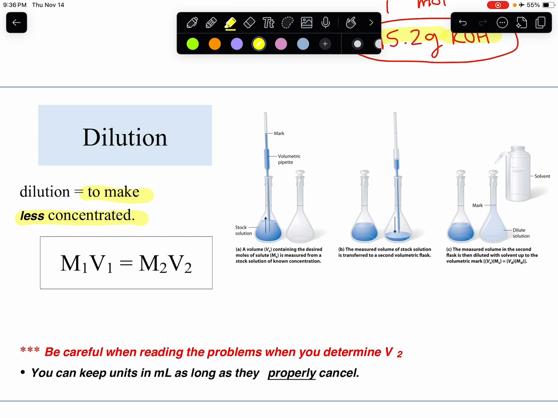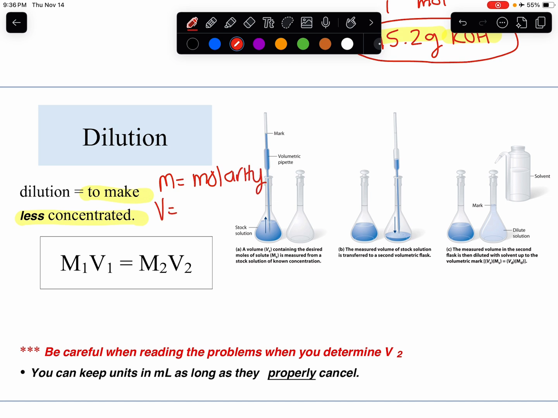So now we have an equation here that we're going to be utilizing a lot, and it's not a hard equation, but the variables are a little bit confusing. So I want to go ahead and work through those first with you. So M1, V1, M2, V2. To remind you, M is going to be molarity.